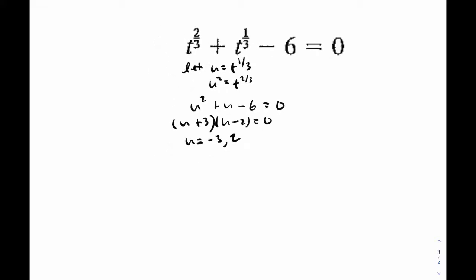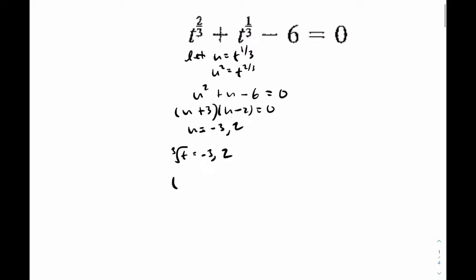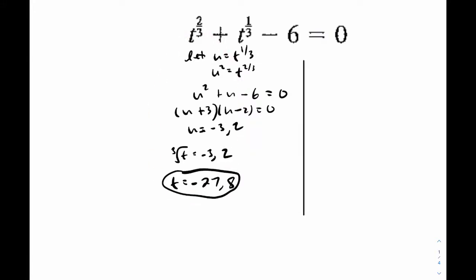So t to the 1/3, that is the cube root of t. That's -3 or 2. So t must be -27 or 8. So pretty straightforward here, nothing really crazy. However, these can be tricky, so we're going to put a sidebar.